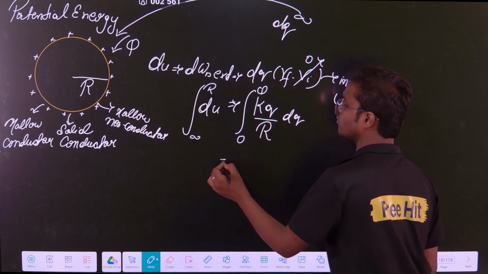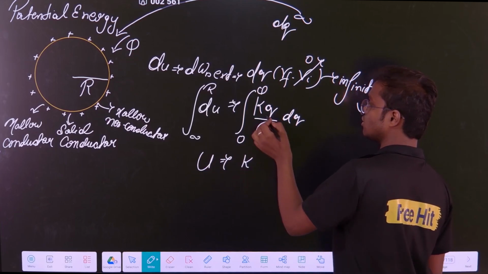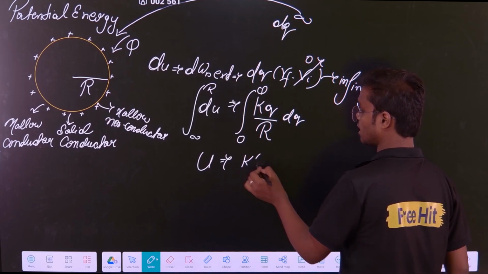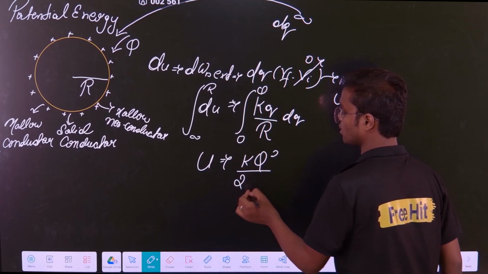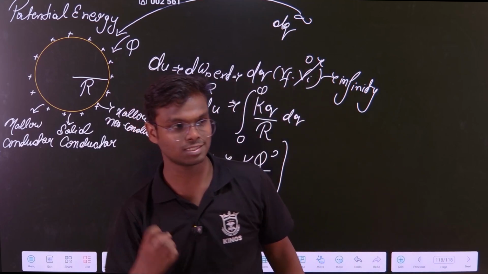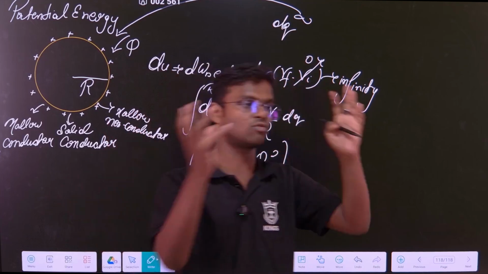So if you integrate, what will you get? You will get potential energy equal to k Q square by 2R. So this amount of energy is stored inside this system, because this is the work done by the external agent. That energy is going to be stored in the system.